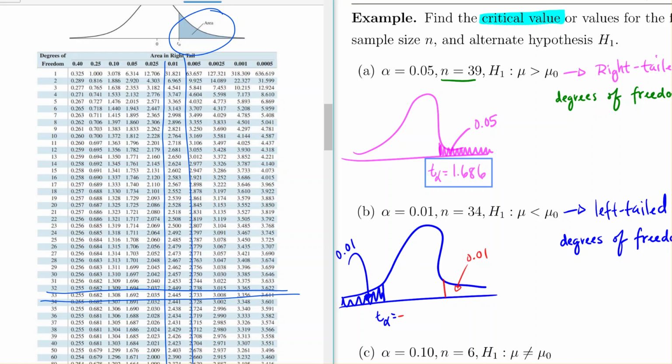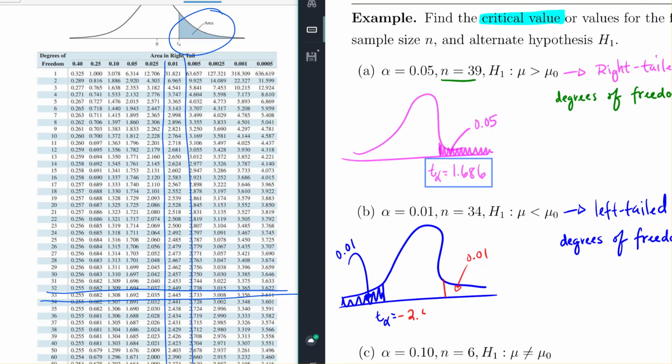However, we know we're looking at the symmetrically opposite value. It's the area to the left. So I'm going to mark that as negative 2.445. So keep that in mind. Whenever you're dealing with a left-tailed test, you can still figure it out from this table. However, the table directly helps you find the right-tailed test initially. So you just negate it to get the left-tailed version.